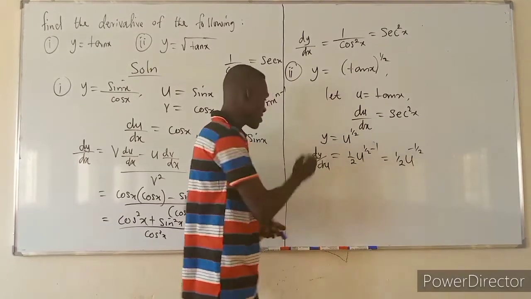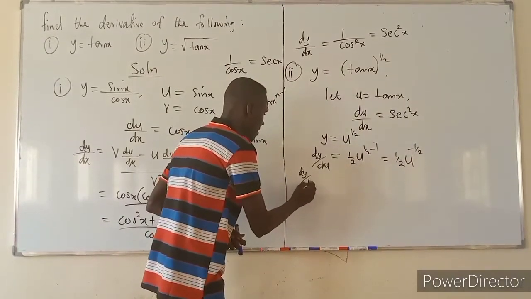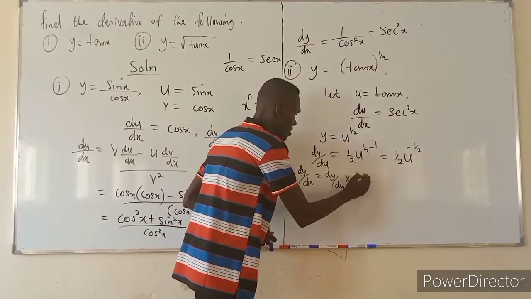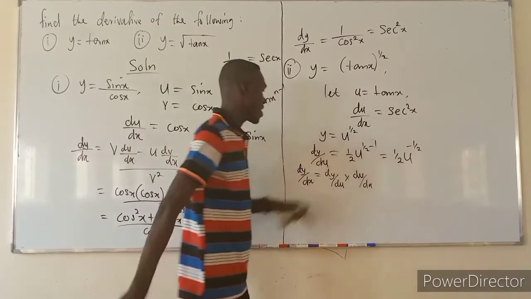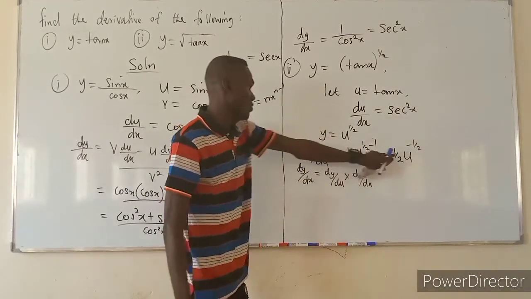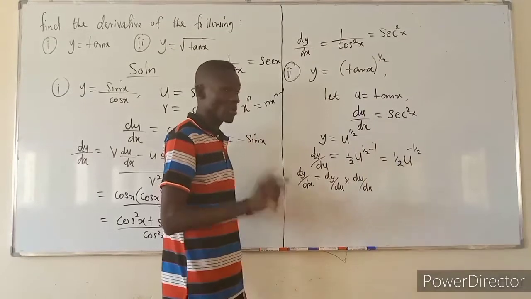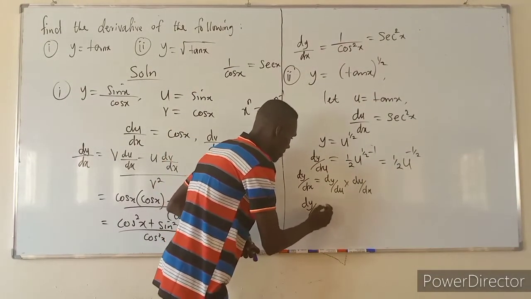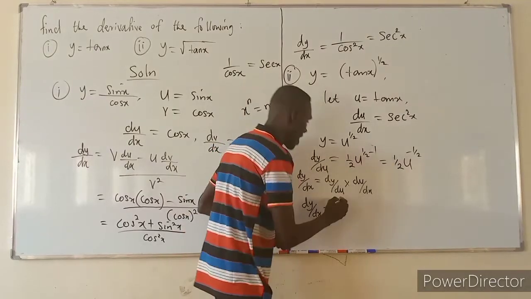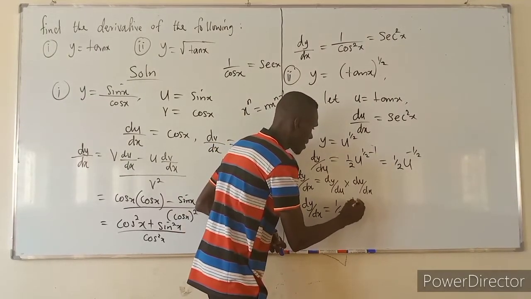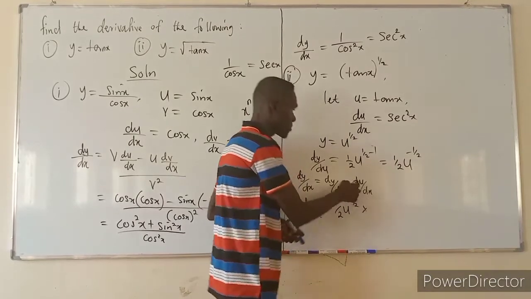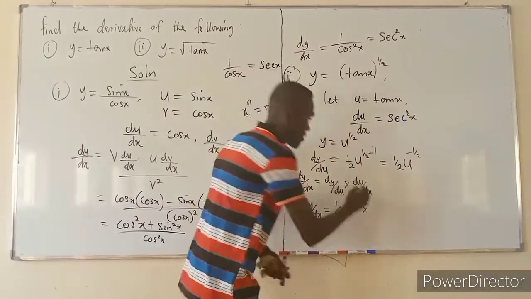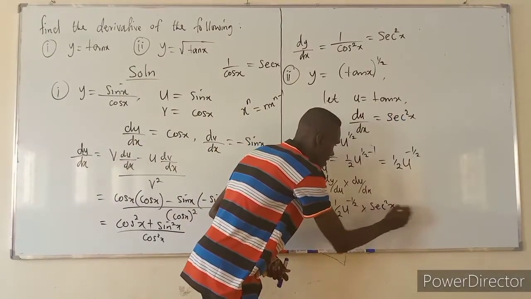So recall that our chain rule states that dy over dx equals dy du times what? Du dx. We have everything. We have our dy du, which is this. We have our du dx. So everything is ready. It's just substitution that's remaining. Dy over dx equals dy du, which we said is half u raised to power minus half, times what is du dx? Our du dx is sec square x. So I'm having sec square x.